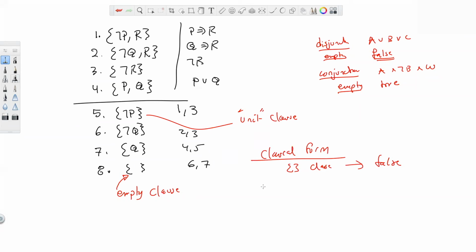But remember, a CNF in a clausal form is a set of clauses. So what if this was empty? What if I had a clausal form that was just the empty set? It has no clauses in there. What would that represent? That would represent true. So a CNF in clausal form that is true would just be this, an empty set of clauses. All right. And an empty clause is false.